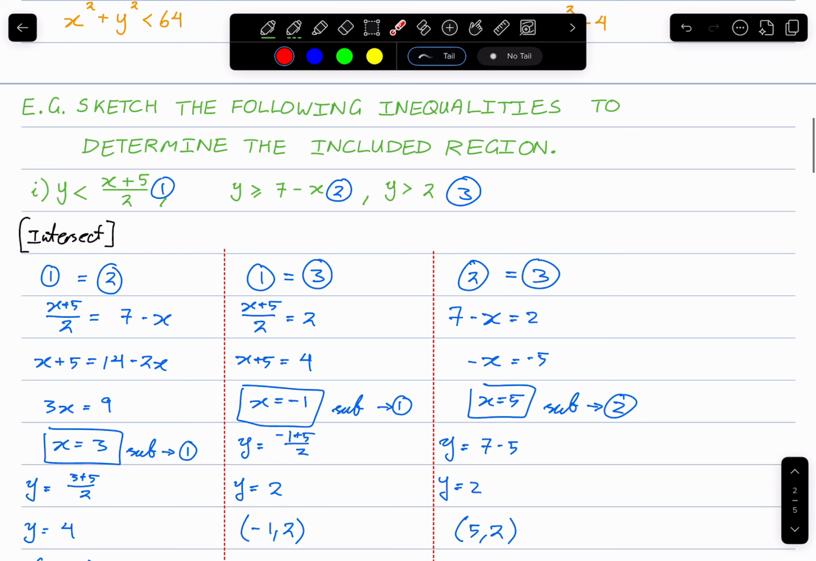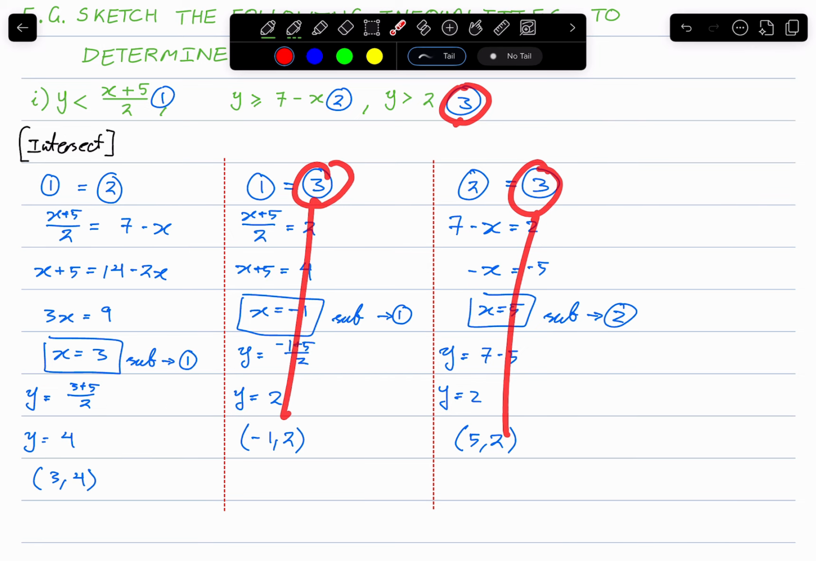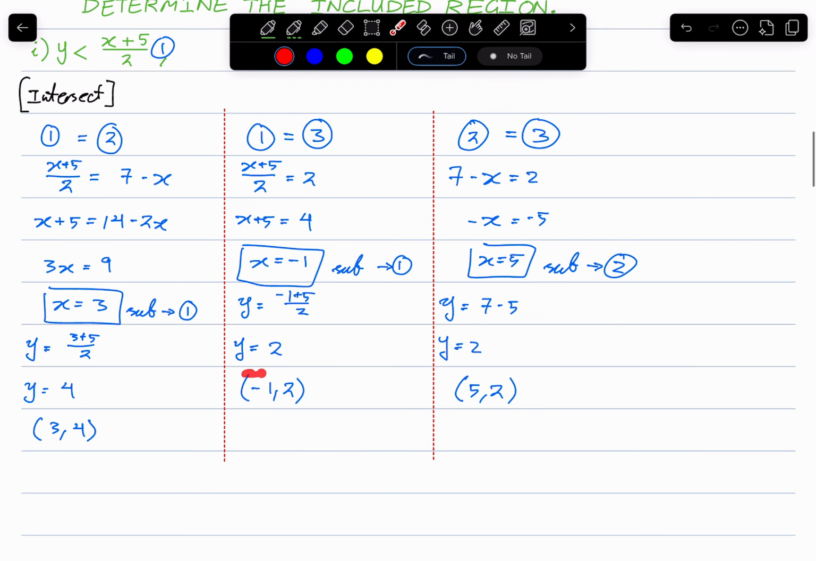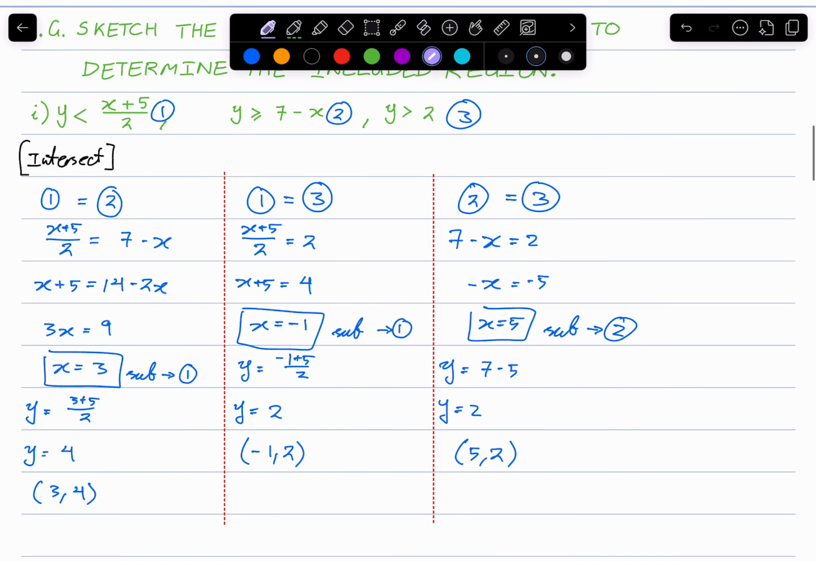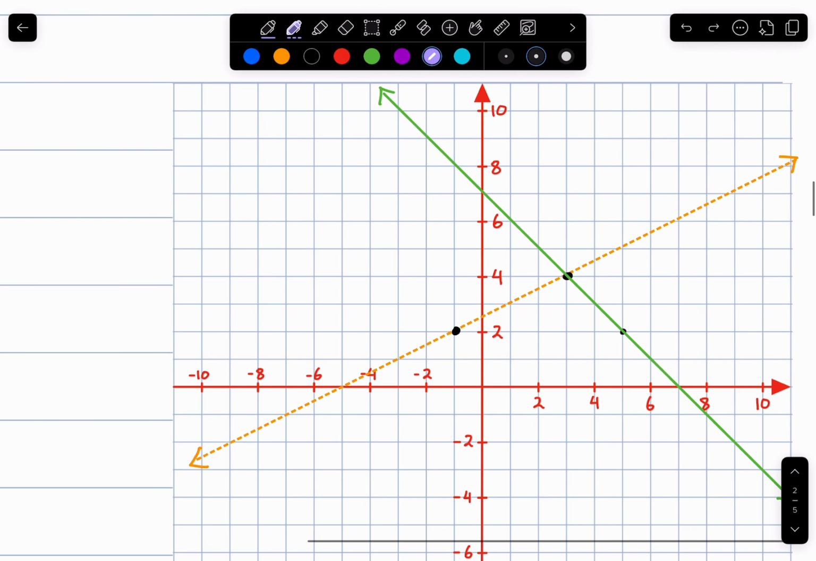And for this last one, you can see 3 is involved in these 2 calculations. Now this one's a little odd because you can see it's passing through (-1, 2) and (5, 2). This one I'm going to do in purple. And this one is going to be greater than but not equal to, so it's a dotted purple line. So (-1, 2) and (5, 2). Those last 2 points, it's actually a straight and flat line like this.